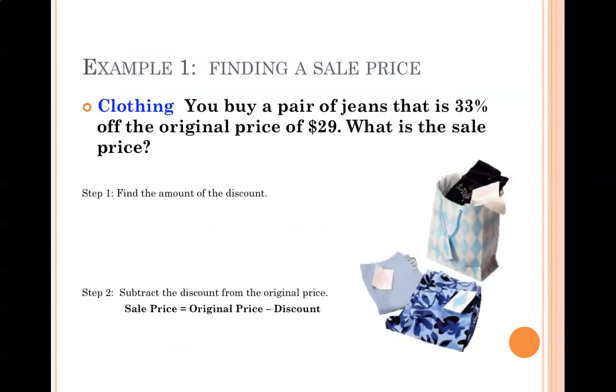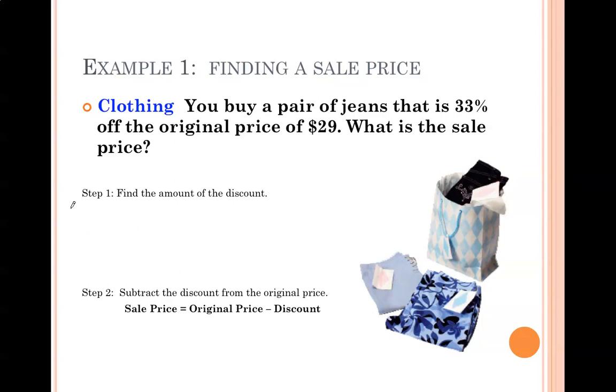All right, the first thing we're going to be doing is finding a sale price. This comes in handy when you are shopping and you have coupons and discounts on things. Clothing. You buy a pair of jeans that is 33% off the original price of $29. What is the sale price? Now I've written some steps in here to help you remember what you need to do. The first thing we need to do is find the amount of the discount.